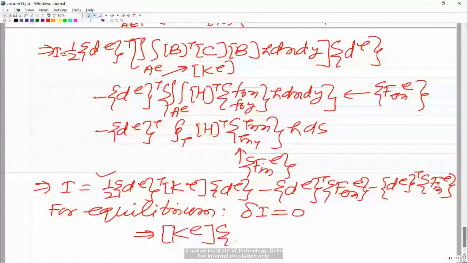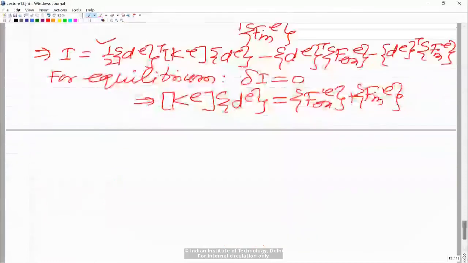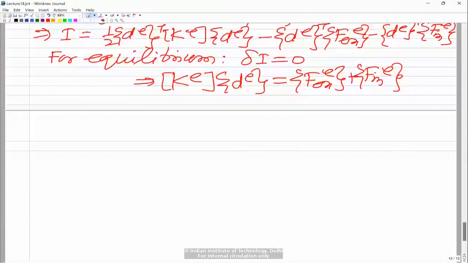So you get the element level governing equation as KD is equal to F external for the element plus F internal. Why are we calling this, the boundary integral, F internal? Because in general, when we are talking of elements, an element would be connected to other elements on its adjacent sides. There you will find that one element would be exerting force on the other element. So this is actually coming from that, and that is why we are calling this the internal load vector.